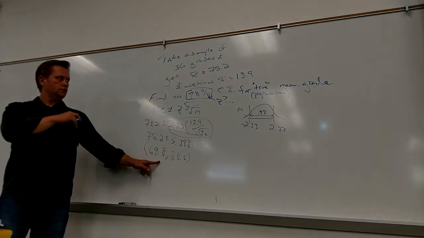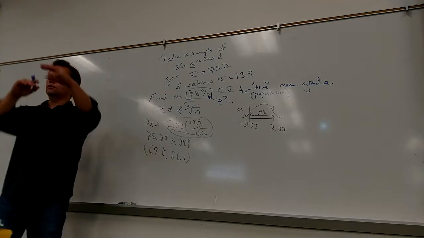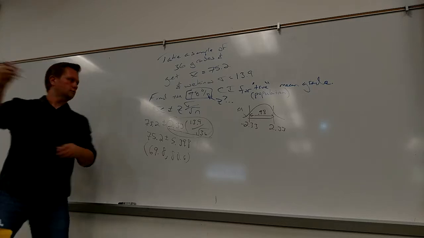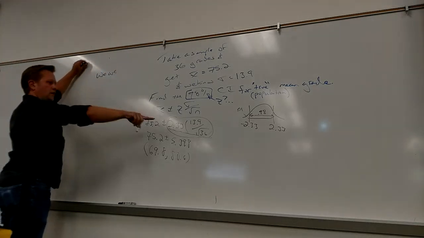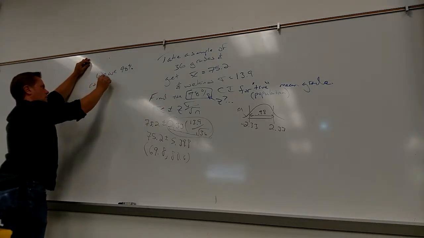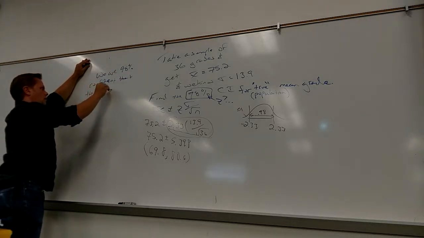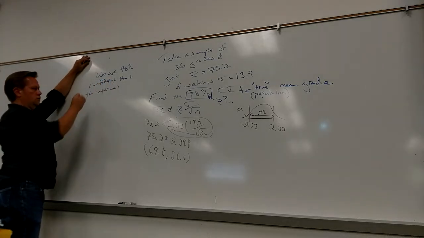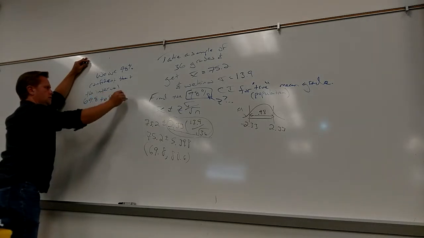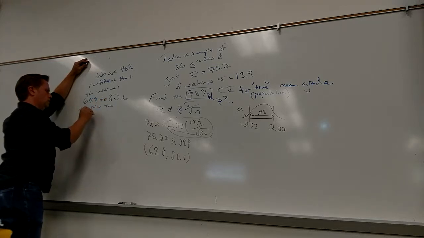So how do I interpret this? How do I write my little statement at the end? How does it start? Yes, we are 98% confident that the interval 69.8, 80.6 contains the true mean grade.